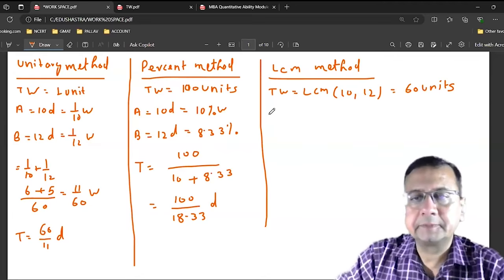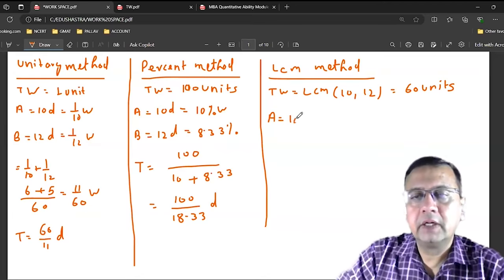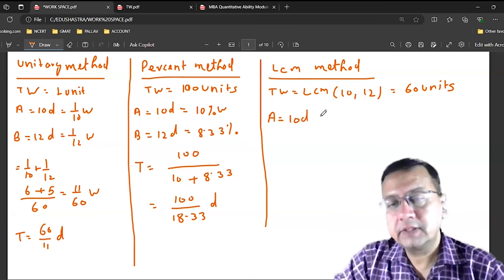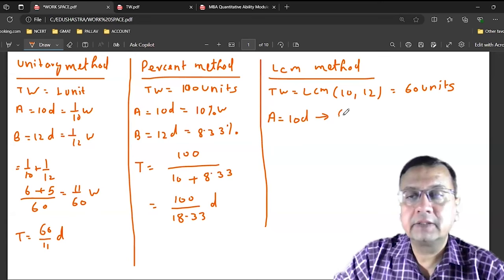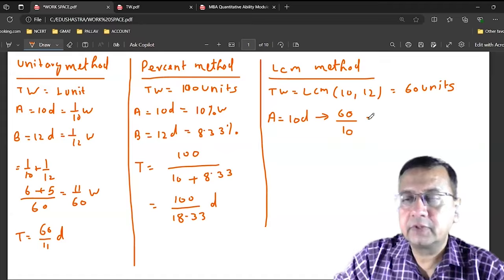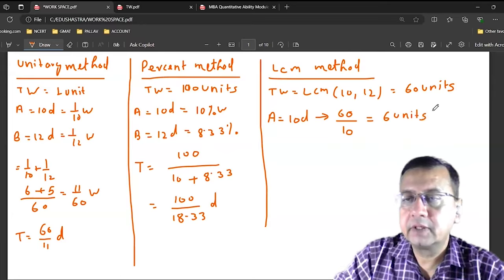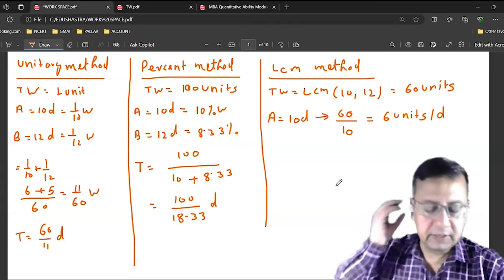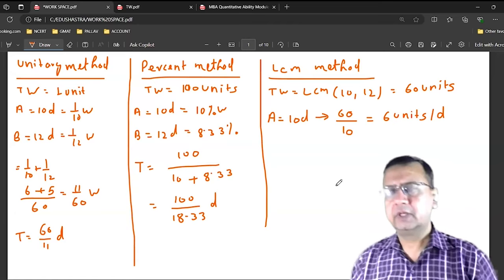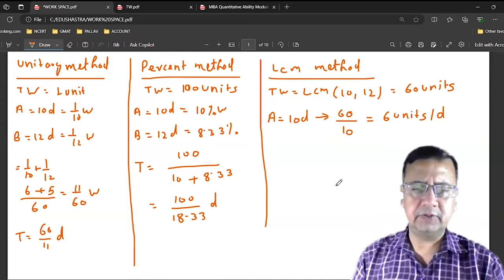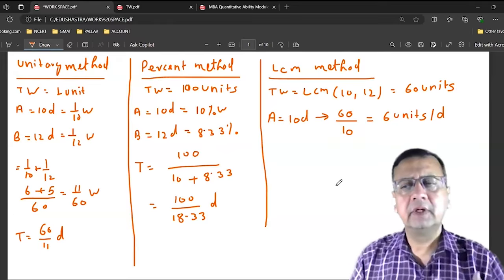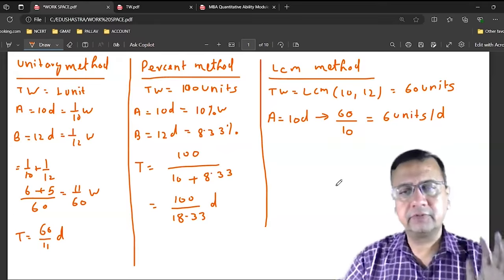Okay. So A is doing 10 days and total work is 60 units. So in one day, how much work will be finished? That is 60 total work doing in 10 days. So this is 60 by 10, that is 6 units per day. Right? So A is finishing 6 units. So first day 6 units, next day 6 units. So 6, 12, 18, 24, etc. And in 10 days total, 60 units are done and the work is finished.